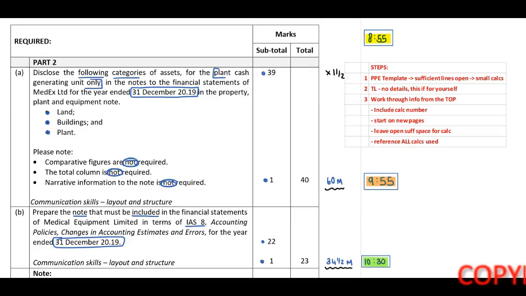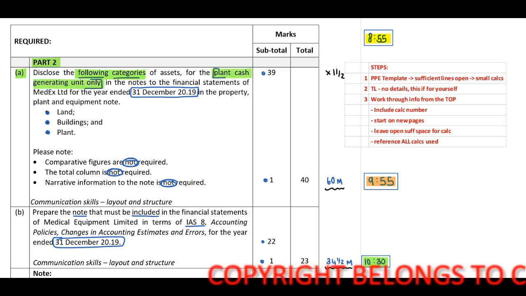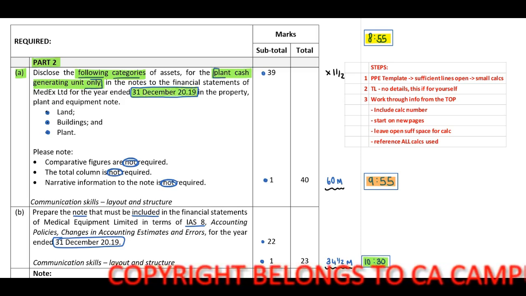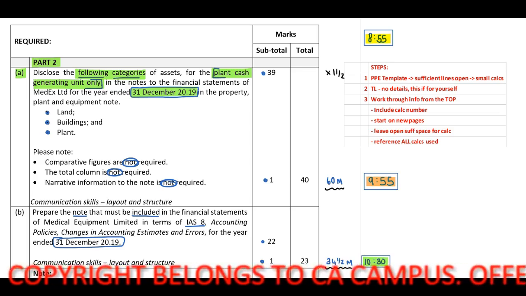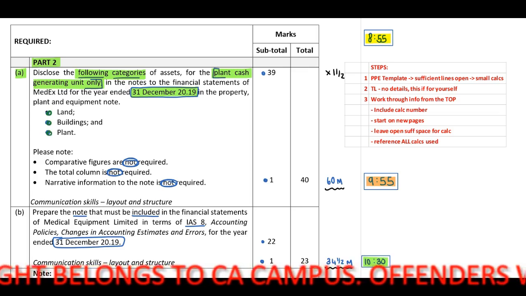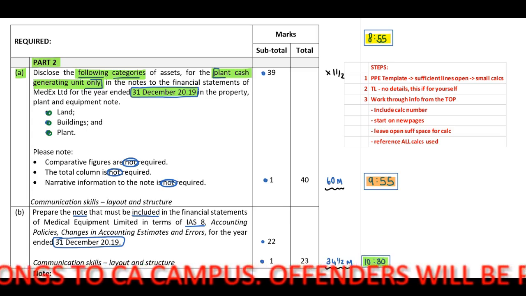Right, let's have a look at Part 2A. Disclose the following categories of assets for the plant cash generating unit in the notes to the financial statements of Medex Limited for the year ended 31 December 2019 in the property, plant and equipment note. We need to include our land, buildings and plant. Okay, please note no comparative amounts, no total and no narrative information.